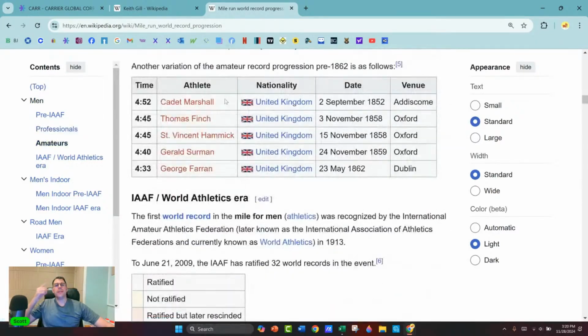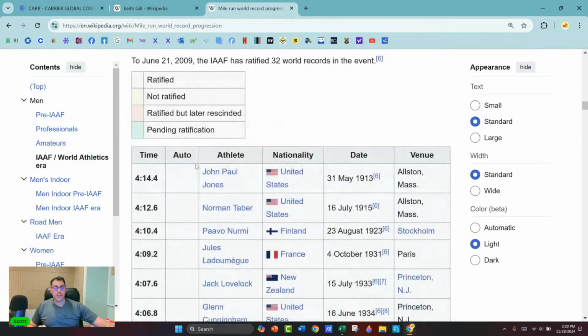But it just shows you what psychology can do. For the longest time, for centuries, the 4 minute mile was impossible. People said the human body cannot run a 4 minute mile. It's not possible, until it happened. And then once it happened, a lot of people started running 4 minute miles. But for the longest time, it was just considered impossible.